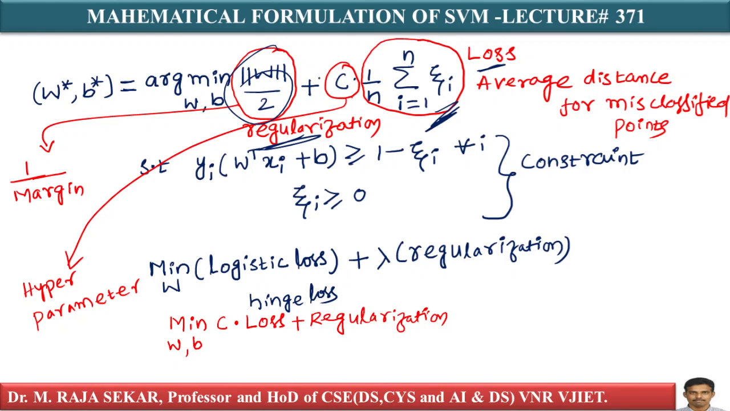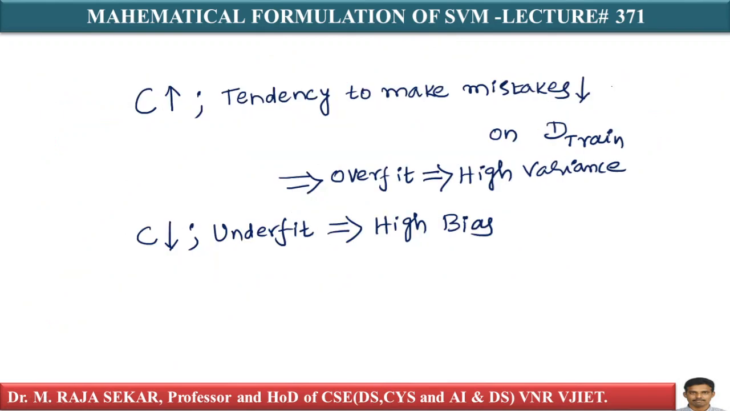This particular C is known as the hyperparameter. What does it mean? I will repeat. C is always positive. As C increases, the tendency to make mistakes on training data reduces, which implies overfit to training. Overfitting the training data means a high variance model. When C decreases, norm W by 2 gets more important. You have a tendency to underfit. Underfit means what? That is high bias, isn't it? Yes, underfit means a high bias model.